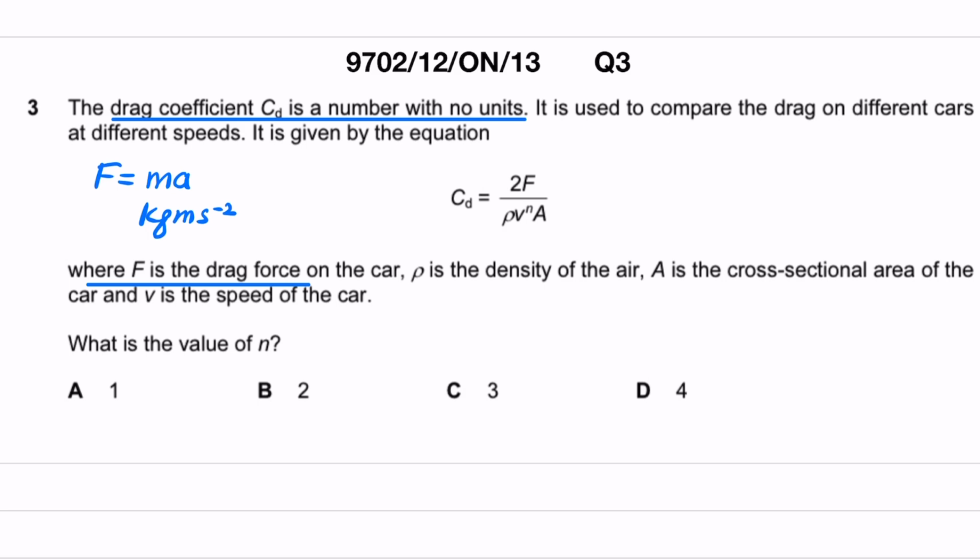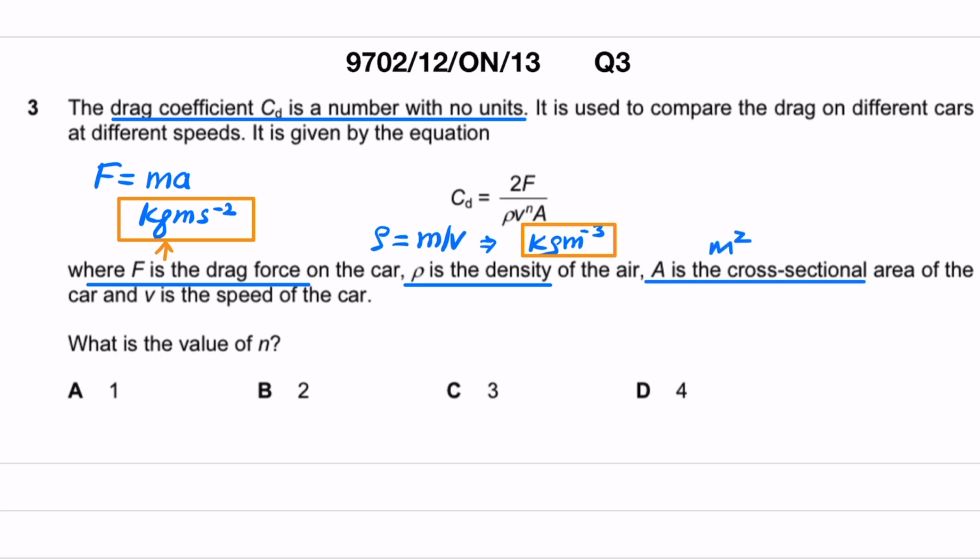Now let's go on. What is next? Next, the question is saying rho is the density of the air. Now, you know what density is, of course. So just find out density as mass by volume. Plug in the units, mass as kilogram and volume as meter cube. So you get the units for density also. At the same time, A is the cross-sectional area. Now, you should not be confused. Cross-sectional area, it may have a different unit? No, any area would have a unit of meter square. So just write down the unit for area. Right, last thing. And then they say v is the speed of the car. Now, speed, you know that is meters per second.